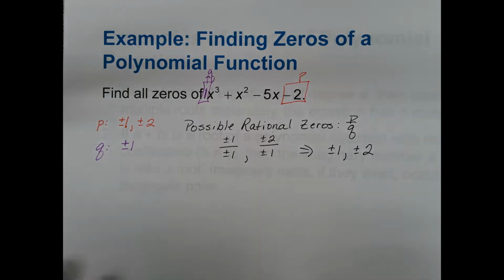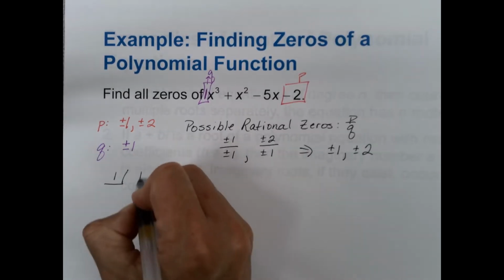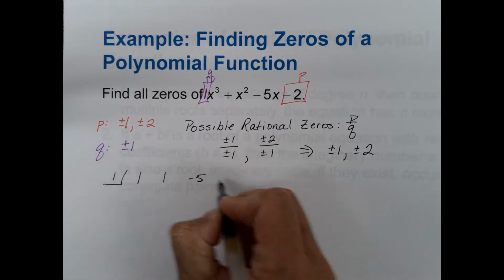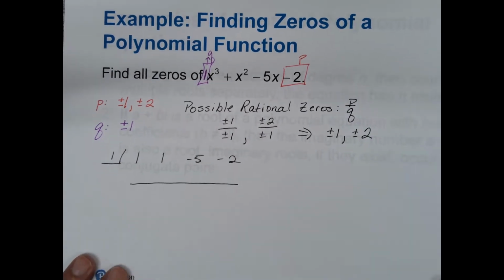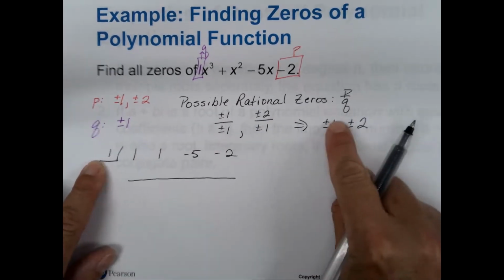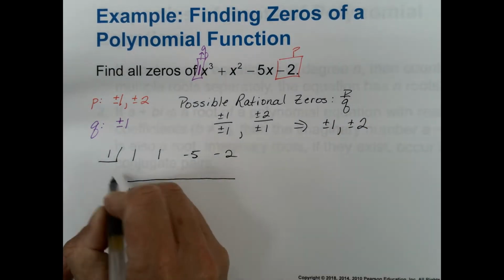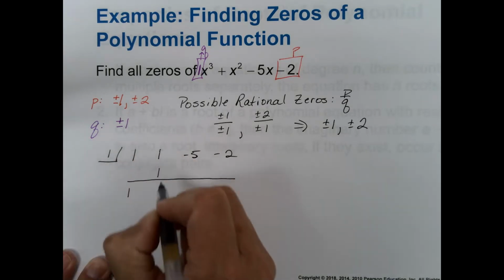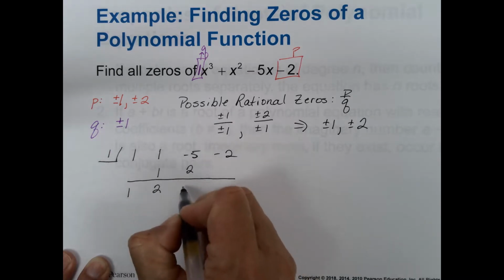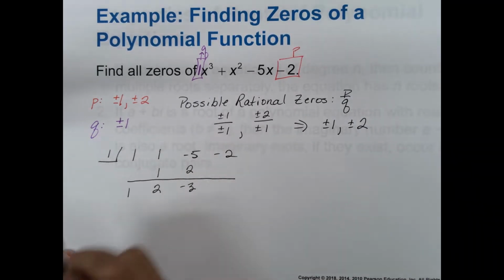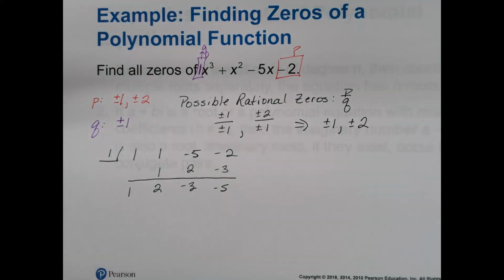So let's just start with positive 1. If I put 1 in the box, my coefficients are 1, 1, -5, and -2. Where did I get this 1 from? It came from the positive 1 right here. Bring down the 1 and multiply. 1 times 1 is 1. When I add there, I get a 2. 1 times 2 is 2. When I add there, I get a -3. 1 times a -3 is a -3. When I add there, I get a -5.